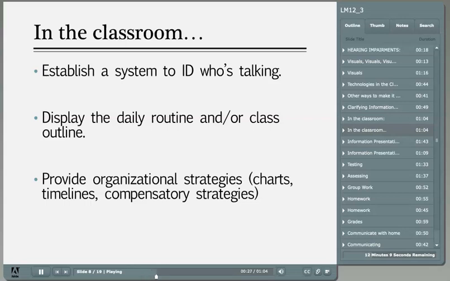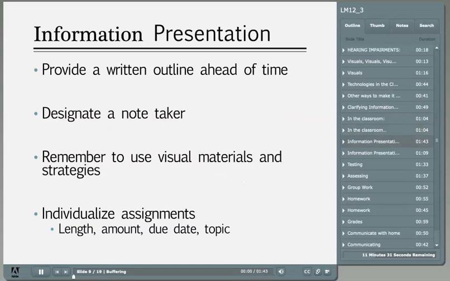In the same regard, establish a system to identify who is talking. Some teachers use a talking stick, while others require a raised hand until all eyes are on the speaker. These strategies will help the student who is deaf or hard of hearing follow along with the routine and discussion. Other strategies that will be helpful are to refer to your visual schedule or outline so that the student knows what is going on now and then what is to come. This will help the student stay engaged and on task. Also, introducing and completing organizational tools during instruction will help in the same regard.